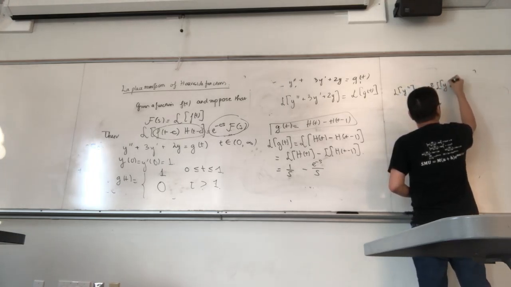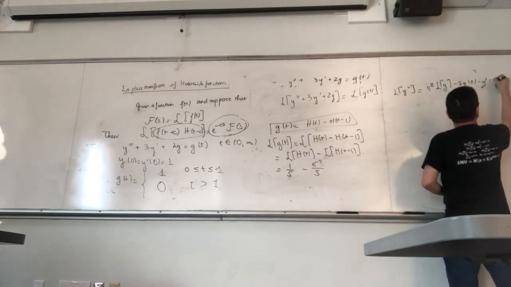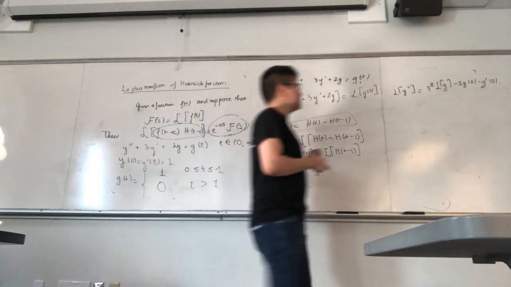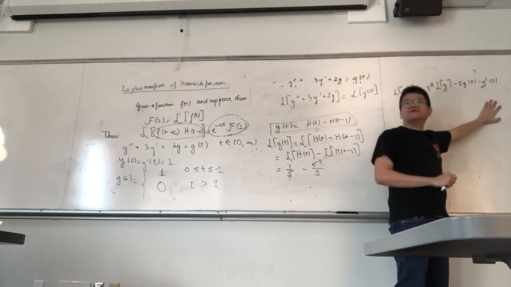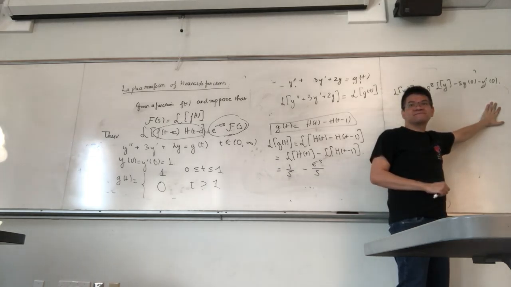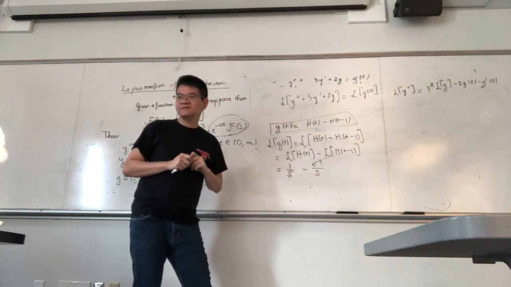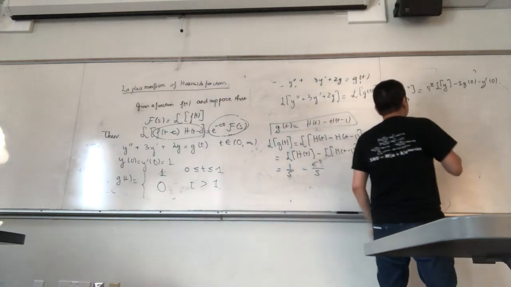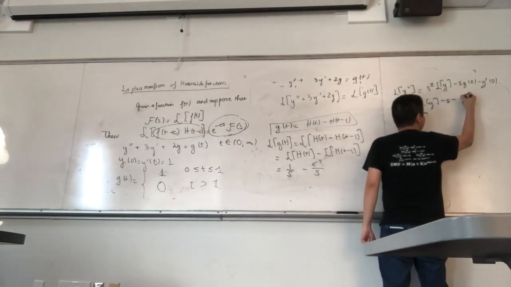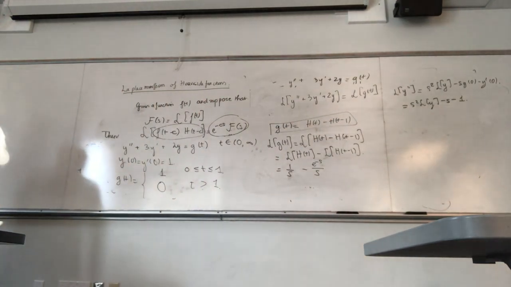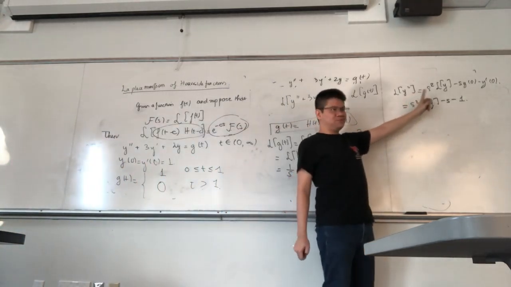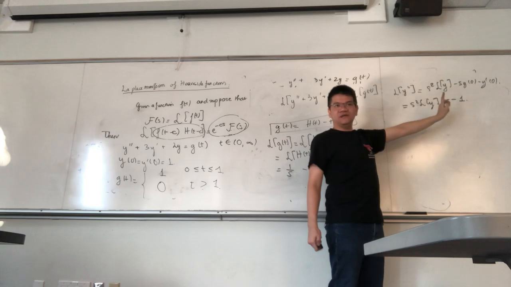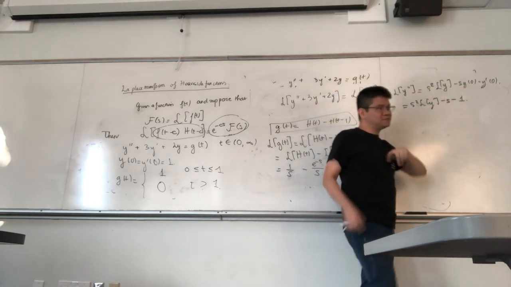So this is s squared Laplace transform of y minus s y zero minus y prime zero. This is the formula that we have. What is the result of this computation? This is s squared Laplace transform of y minus s minus 1, because y zero and y prime zero are both 1. So I explain again. Now I have to compute the Laplace transform of y second. It is s squared Laplace transform of y minus s y zero minus y prime zero. Y zero and y prime zero are both 1, so here I have s squared Laplace transform of y minus s minus 1.